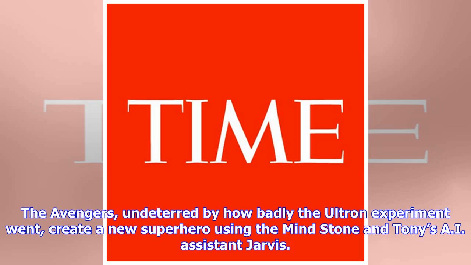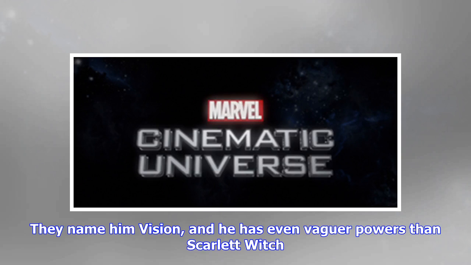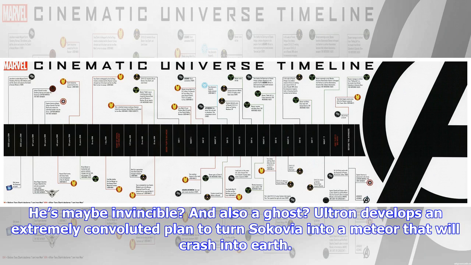The Avengers, undeterred by how badly the Ultron experiment went, create a new superhero using the Mind Stone and Tony's AI assistant Jarvis. They name him Vision, and he has even vaguer powers than Scarlet Witch. He's maybe invincible, and also a ghost.